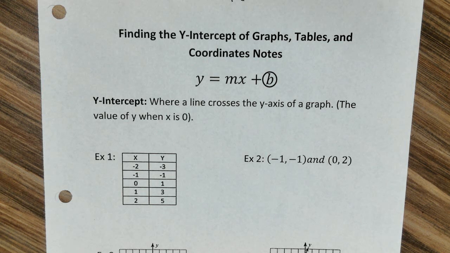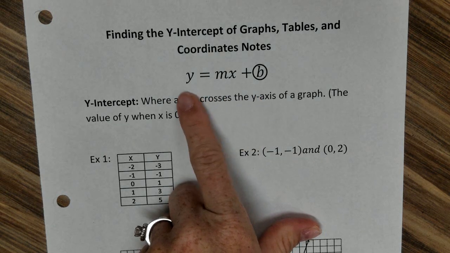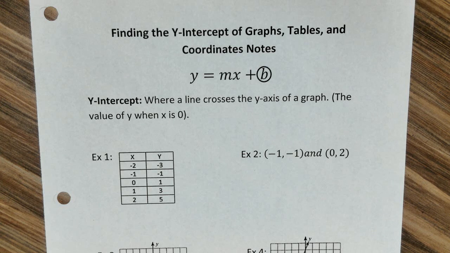Today's lesson is changing direction. Last week, all we talked about, which piece of this? Which piece have we been focused on? The slope. Which piece is the slope? Don't say X. The M. It's attached to the X, but it's not the X. We've been focused on the slope. Today, we're going to focus on the B, and the B is the Y-intercept.